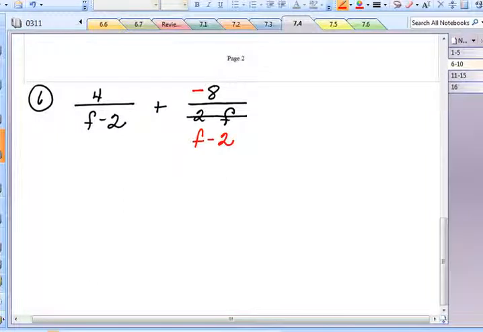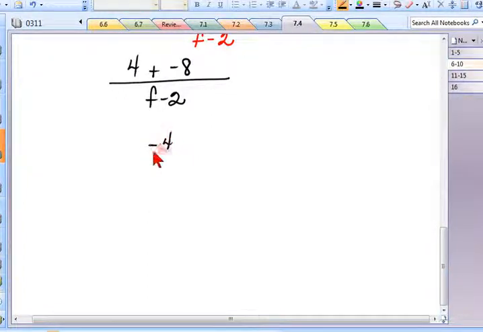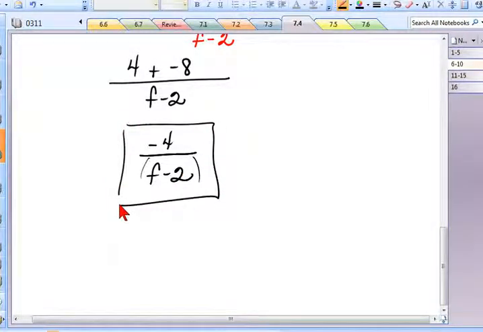Okay, I should be in good shape now because I have a common denominator already. I have f minus 2, and all I have is 4 plus negative 8. What is 4 plus negative 8? Negative 4 over f minus 2. There's no factoring. Can I do some reducing? No, because remember the f minus 2, although it might not be in parentheses, it is a binomial. You cannot touch the 2 of it. It's all of it or nothing. There is my difference.